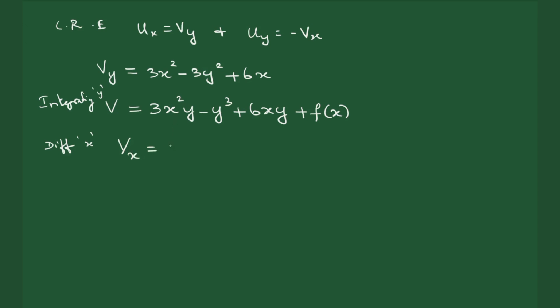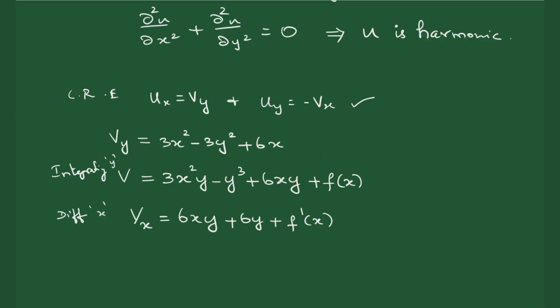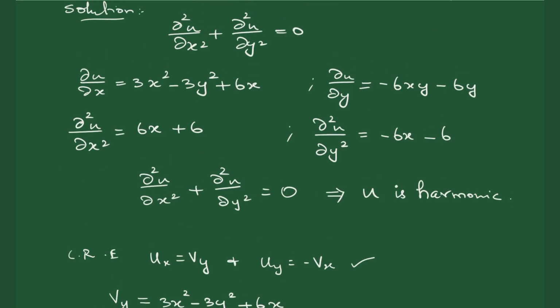While differentiating it, this becomes 6xy, this becomes 0, and then here plus 6y, plus, since we are differentiating with respect to x, this becomes f dash of x. Right? Now if you notice from the CR equation, Vx is equivalent to minus Uy. So instead of this Vx, we can replace it here with minus Uy. What is minus Uy? Here, minus dou u by dou y is minus 6xy minus 6y, which we have to replace.